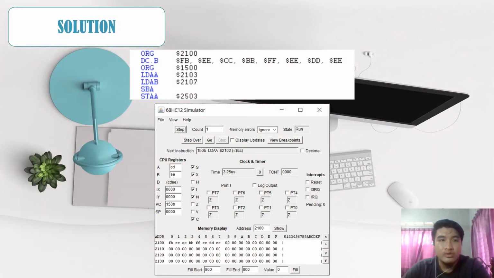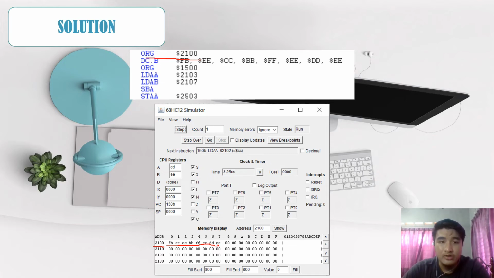Okay, we will continue with the solution of the system. The first line is ORG 2100. ORG 2100 is the memory location for the input declared: FB, EE, CC, BB, FF, EE, DD, EE. So we can see here the values will be stored from 2100 to 2107.